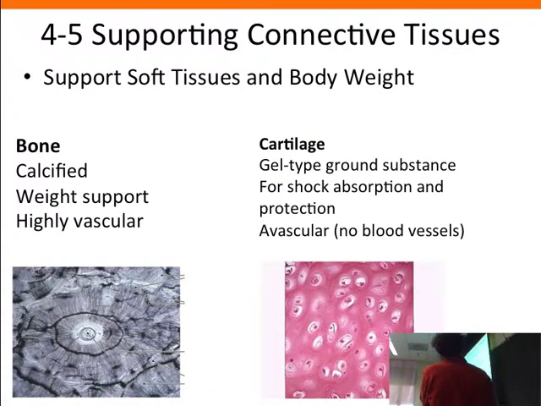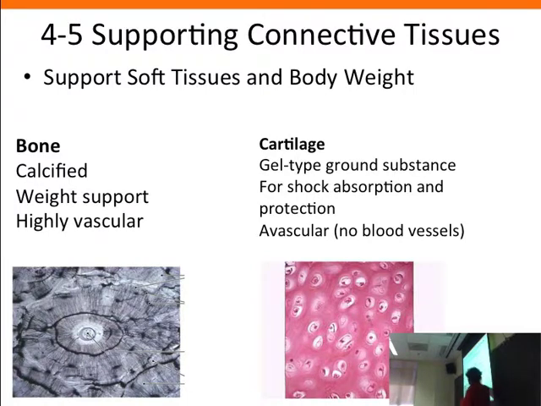All right, supporting connective tissues, bone and cartilage. Bone becomes calcified, gives weight support, and is highly vascular because of the Haversian system. Remember we talked about that yesterday a little bit? We're going to talk about it in lab today.